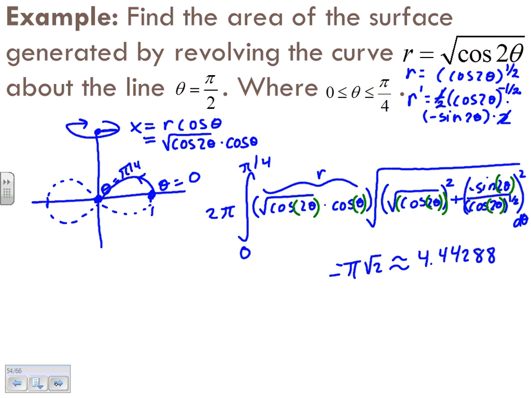Now the good news is, a lot of times if this was a free response, they would just ask what's the correct setup. A lot of times they would do that. But sometimes you have to put it in the calculator, so you do want that skill of being able to use the calculator.